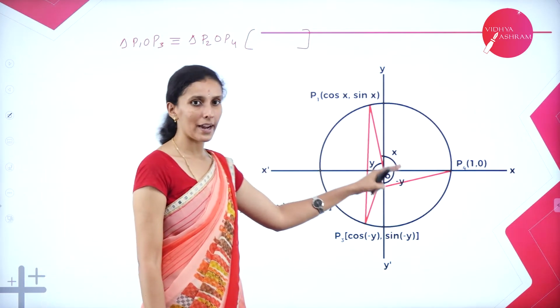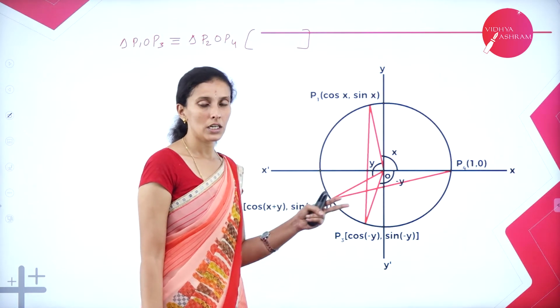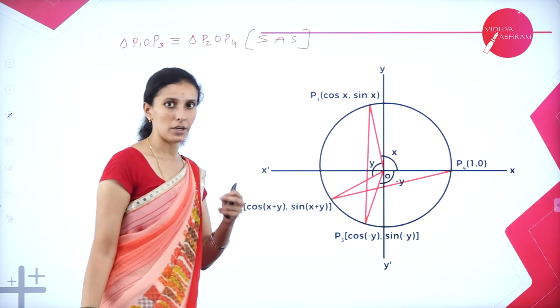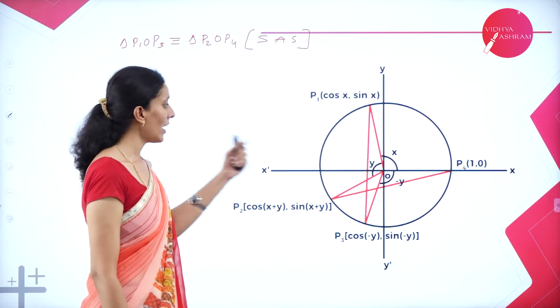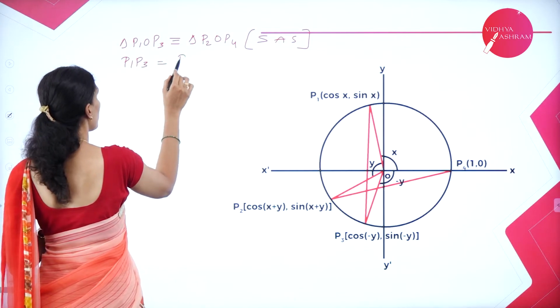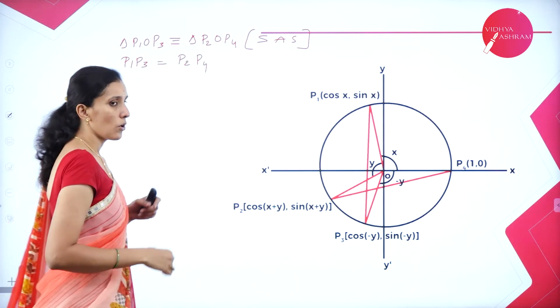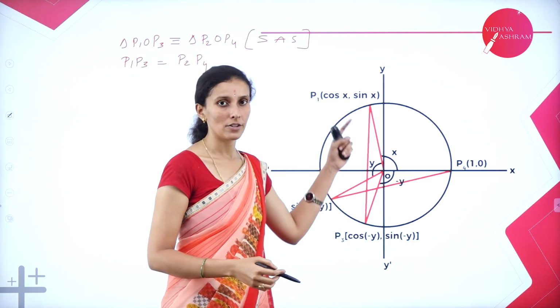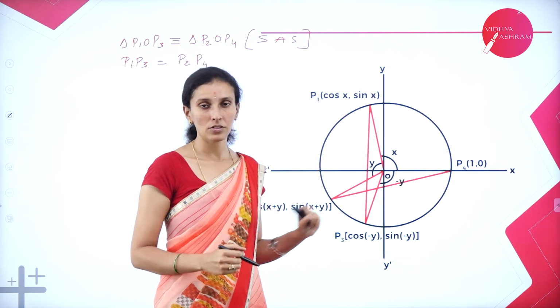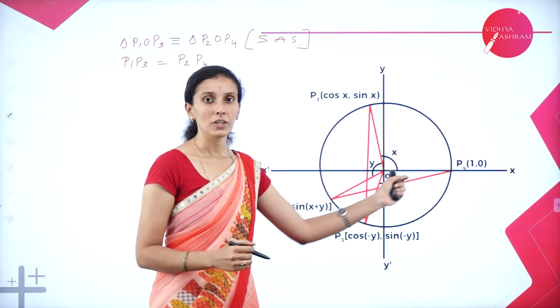We have two sides equal, therefore the third side can be equal. Or you can write SAS postulate, using the SAS postulate. Then what can we conclude? P1P3 is equal to P2P4. So I have to find the distance of P1P3 and the distance of P2P4.